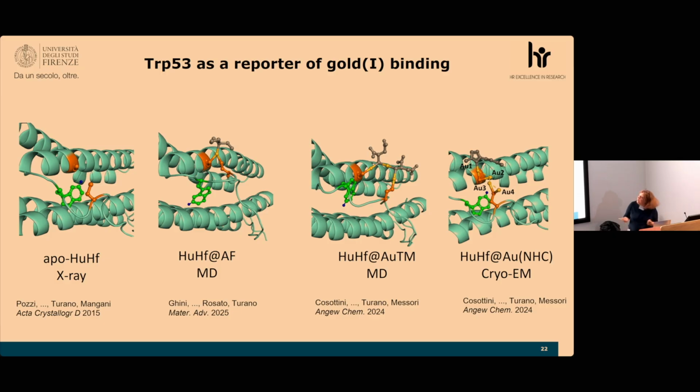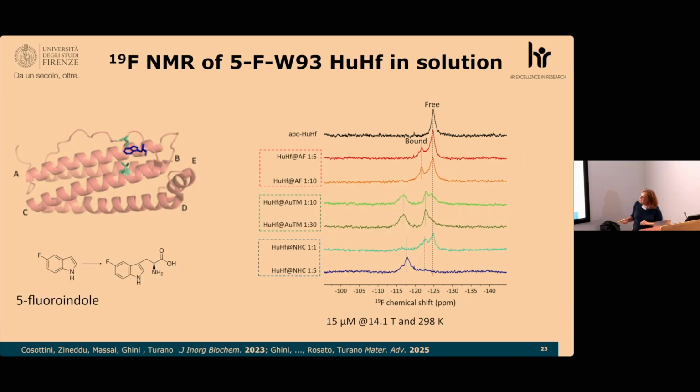So, if you look, these are the cysteines. In yellow, you have the gold ions. Here, you have in gray the other ligands. But what you see is that there is a tryptophan very close to these cysteines. And this is the only tryptophan in the sequence of the subunit. So, we decided to use fluorine-19 NMR by producing a ferritin cage that is labeled with fluorine on the tryptophan.